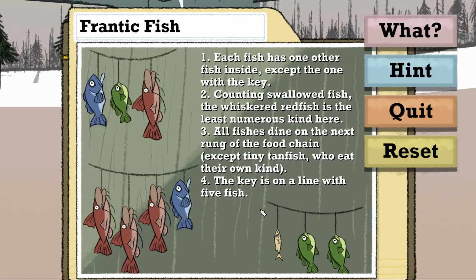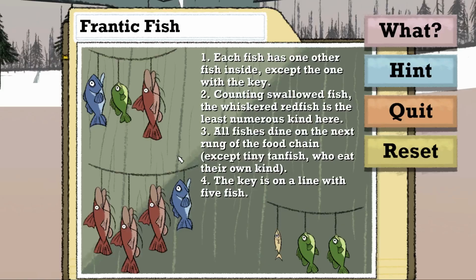The key is on a line with 5 fish, meaning that if the red fish goes down, then there's the blue fish. So that makes 2 fish. Then after that is the green fish, which makes 3 fish, and then the little fish, which makes 4 fish. No. Each fish only has 1 fish inside of it. It's not a continuous thing. It's not like a Russian doll thing.